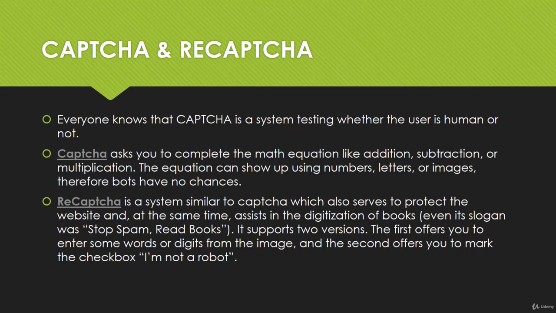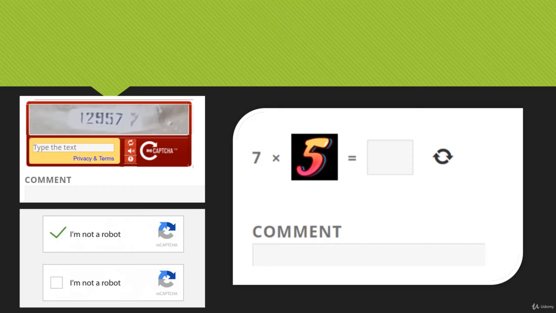Captcha asks you to complete a maths equation, like addition, subtraction or multiplication. But in the case of recaptcha, there are two versions. The first one is when you need to enter a word or digit from the image, and the second offers you a checkbox to mark that says I am not a robot. If you tick that checkbox, that's a recaptcha. So that was the basic difference between them, and that's how they look.